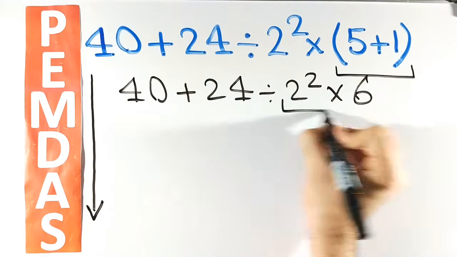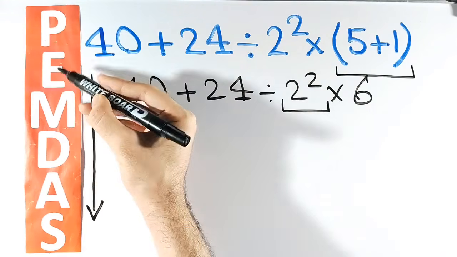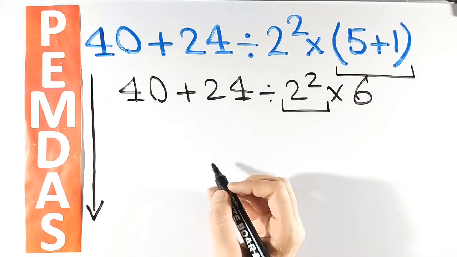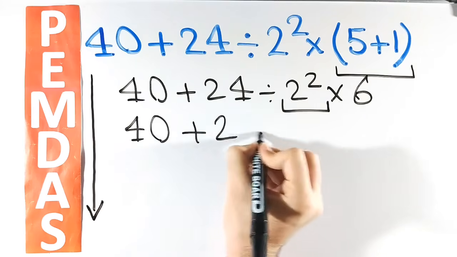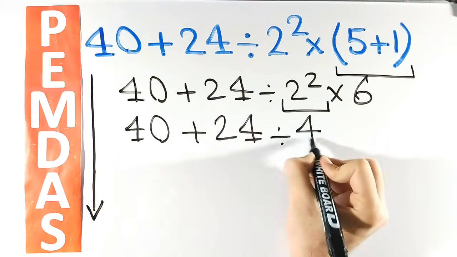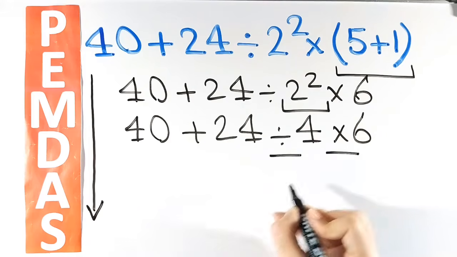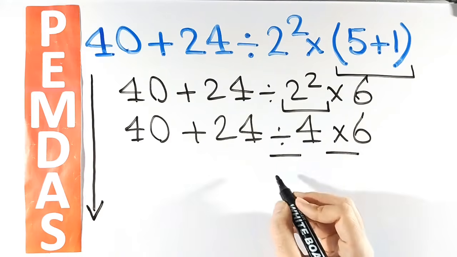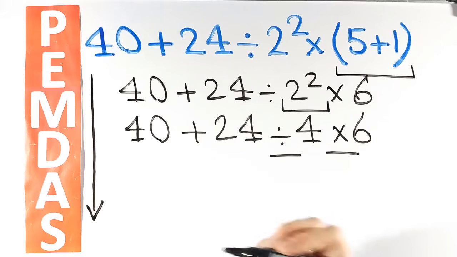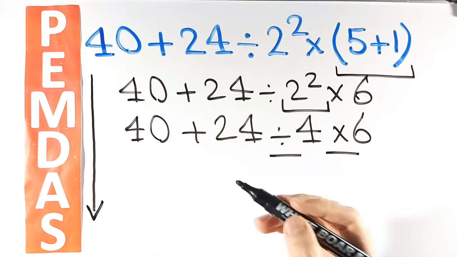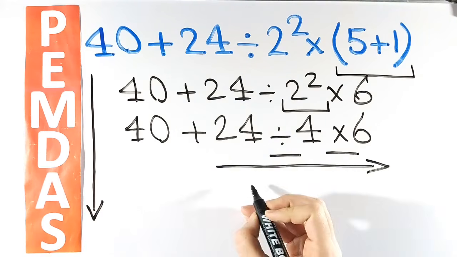And the next step, we go for the exponent because in the PEMDAS rule, after parentheses, exponent has a higher priority than the other operations. So, we rewrite this expression as 40 plus 24 divided by 4 multiplied by 6. Then, we go for the division and multiplication because these two operations have a higher priority than addition. However, it's very important to understand that multiplication and division have the same level of priority and we must perform these two operations from left to right.